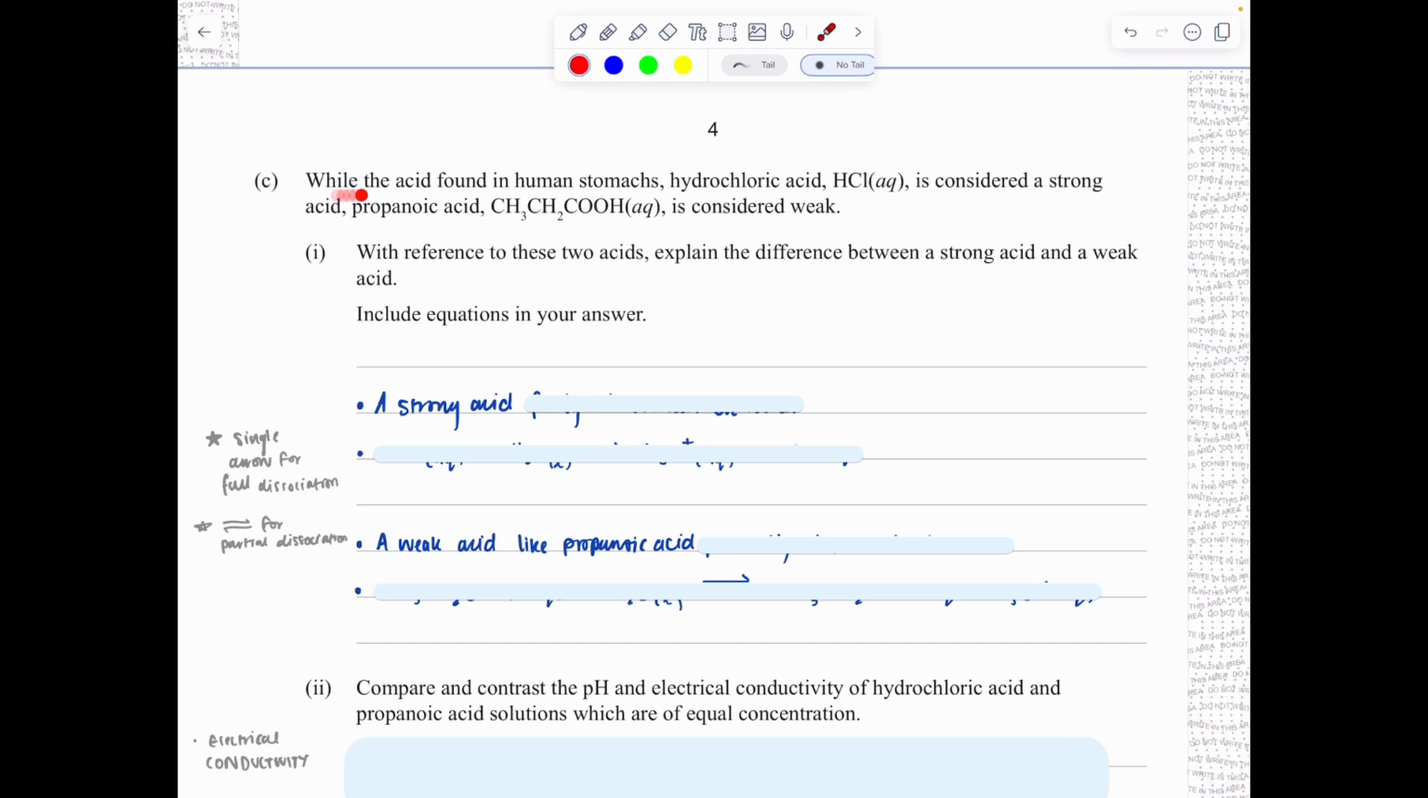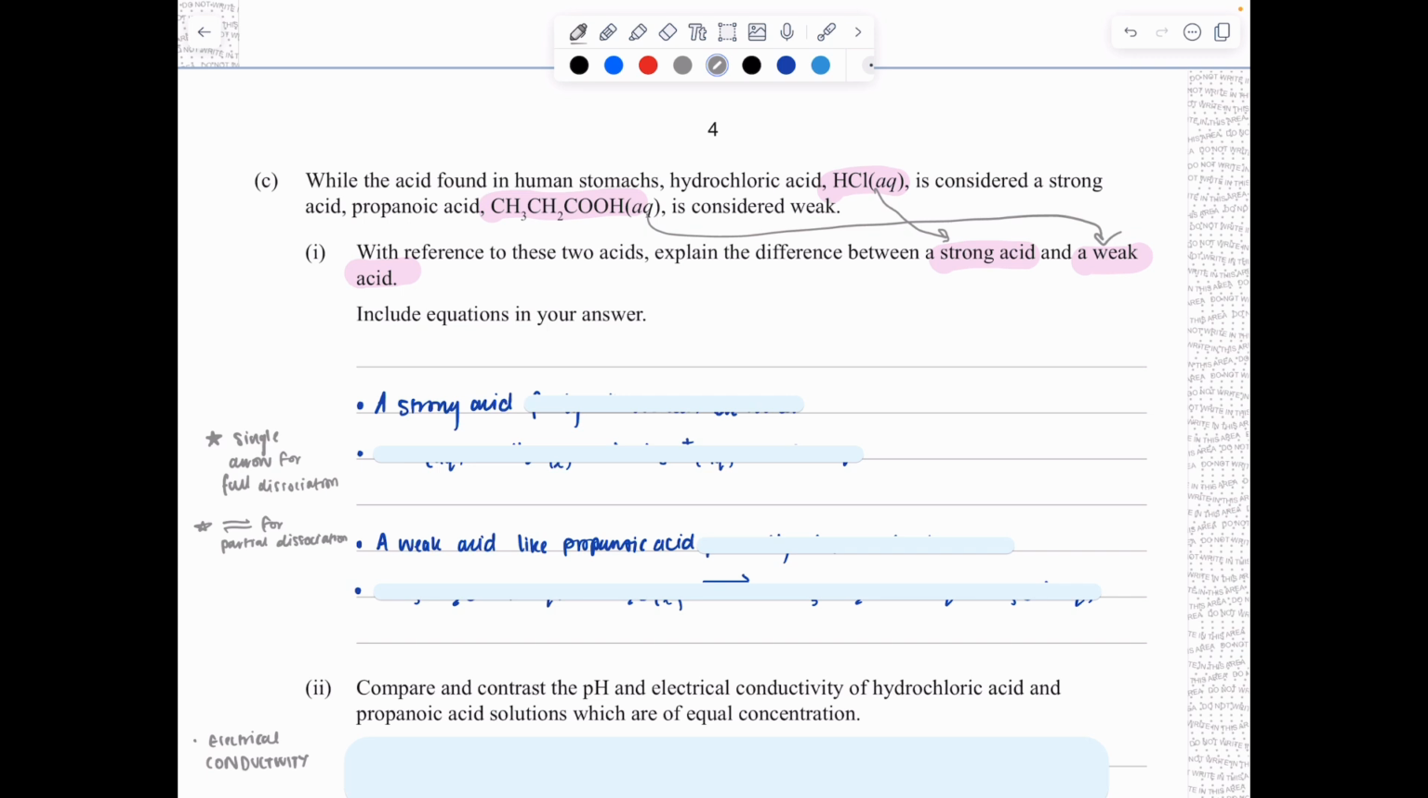Okay, part C. While the acid found in human stomachs, hydrochloric acid, is considered a strong acid, propanoic acid is considered weak. With reference to these two acids, explain the difference between a strong acid and a weak acid. And these are what we're dealing with. So this question shows that HCl is a strong acid, and propanoic acid is weak. So we have to discuss the difference between these two things.